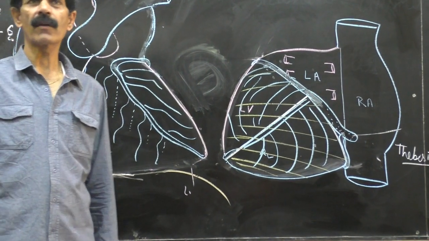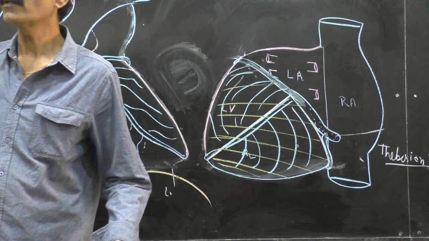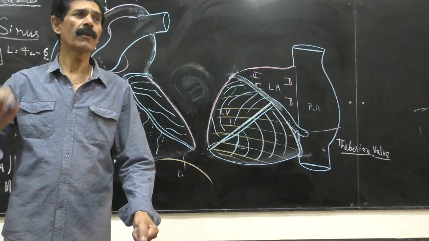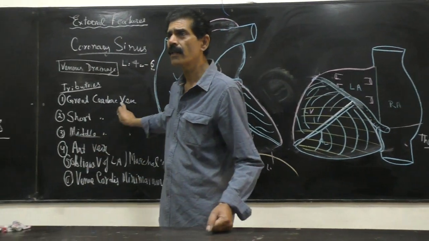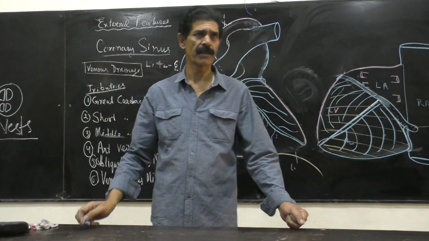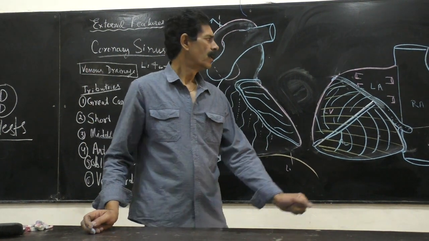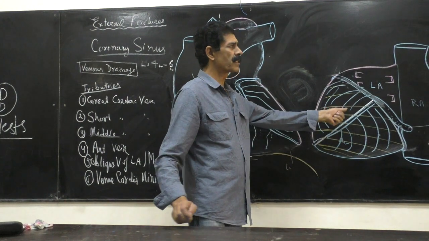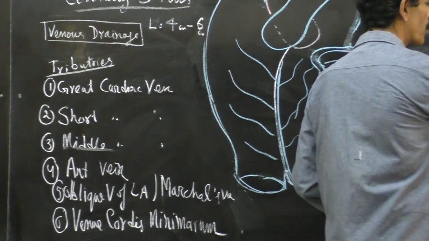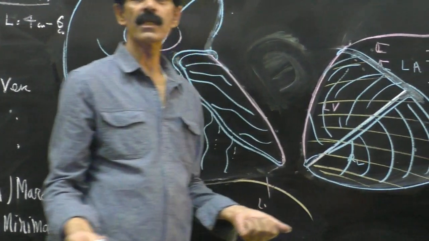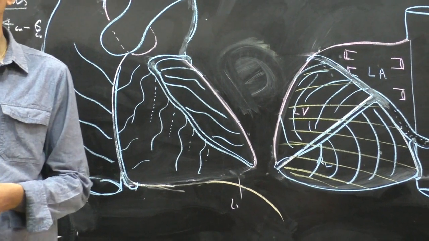Each and everything you have to write down whenever a question comes about the tributaries. Just the name of the tributary won't give you the marks. You have to go into the detail, you have to write down 3 or 4 lines about every tributary, then you get more than 50% marks. Otherwise you will get less than 50%. Then it runs straight upward and reaches the crux, and here it opens into the coronary sinus. So it lies in the middle, so it is called the middle cardiac vein.